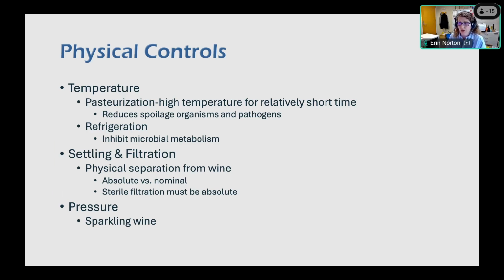Pressure is another way that we can control microorganisms, and you don't use that a lot in winemaking, but we do use it in terms of sparkling wine. Sparkling wine is fairly well protected, and that's because we build up a lot of pressure. 90 psi, I think, is the typical pressure rating for champagne and traditional method winemaking or sparkling winemaking. So we do use pressure a little bit, not usually in our still wines though.